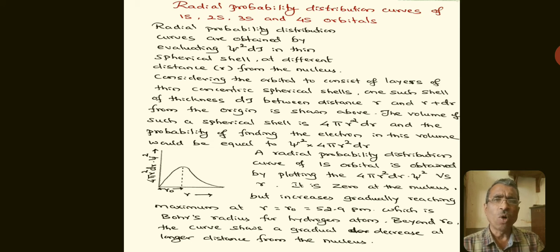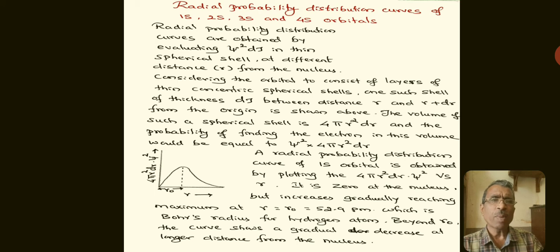One such shell of thickness dr between distance r and r plus dr from the origin is shown in the figure. The volume of such a spherical shell is 4 pi r square dr, and the probability of finding the electron in this volume would be equal to chi square into 4 pi r square dr. So this chi square into 4 pi r square dr is known as radial probability distribution.